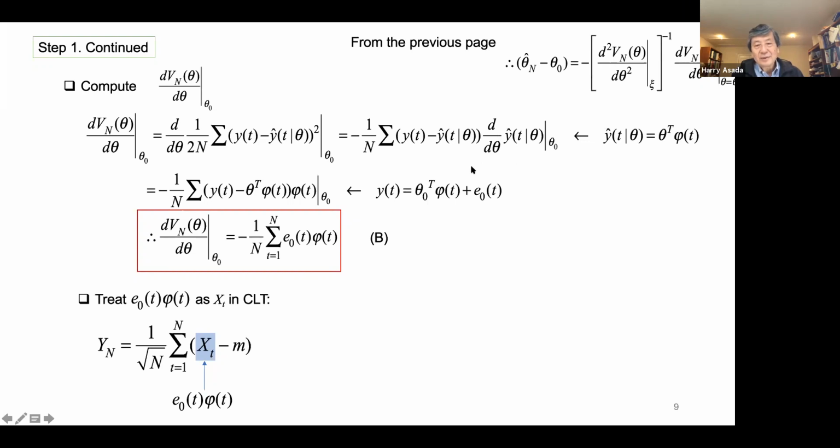Let's use the predictor. That's actually a linear regressor. For this ARX model, it's a linear regressor, so theta is factored out in this way. Let's first substitute this into here, and that will result in this. The derivative with respect to theta just picks up phi, so for this part it is phi. I just put phi over here. Then this whole thing needs to be evaluated at theta equals theta naught, the true value.